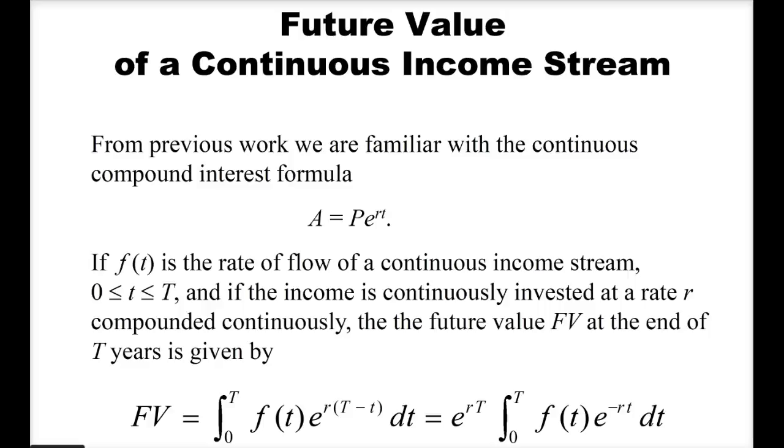So for the future value of a continuous income stream, we know that the continuously compounded interest formula is just this PERT formula, P times e raised to the rt. So that's what I was talking about before. If f of t describes the rate at which we're receiving some income here, and we're assuming it to be continuous from time 0 to T, and for the problem that we're working on, this big T here is going to be 10. And if the income is continuously invested at some rate r, which we know is 2% for our problem here, so this is 10, and this is 2% or 0.02, then the future value is described by this formula here. And so you can either look at it this way, or you can look at it this way.